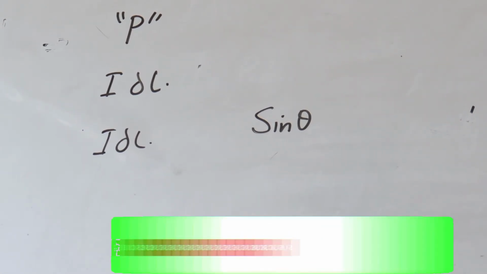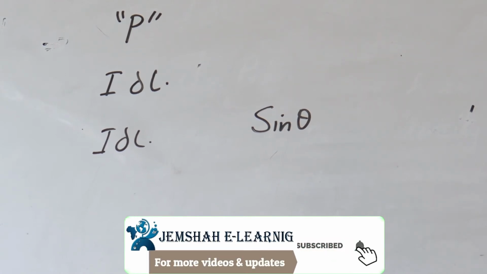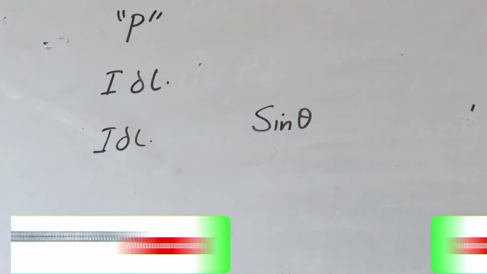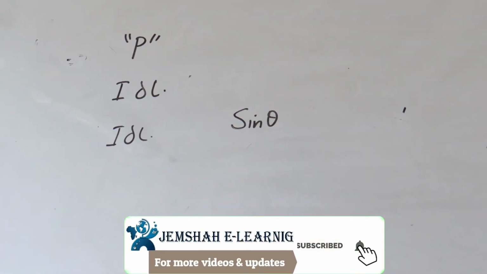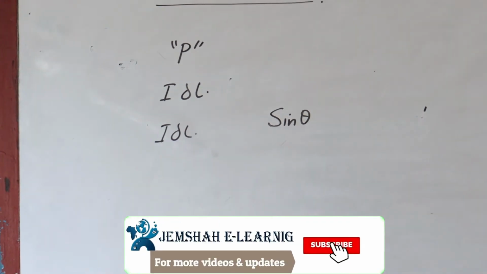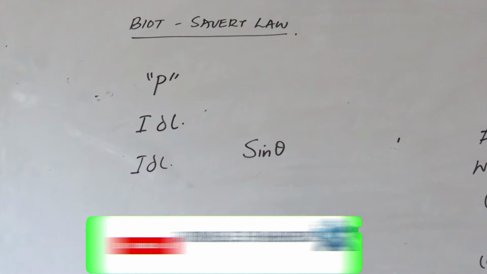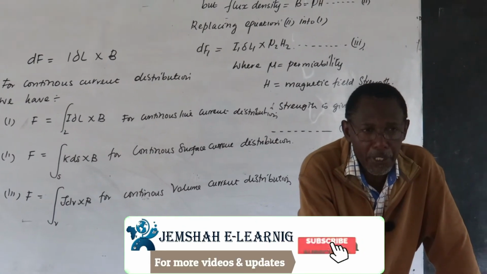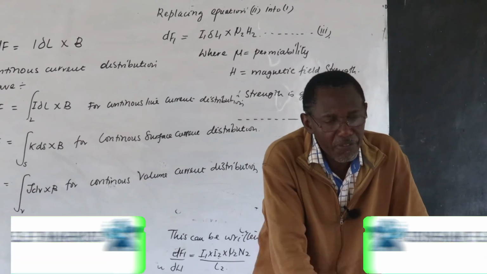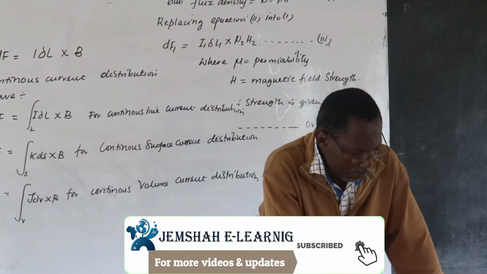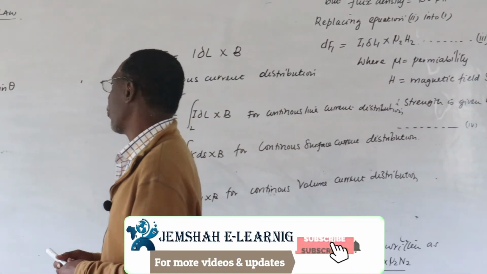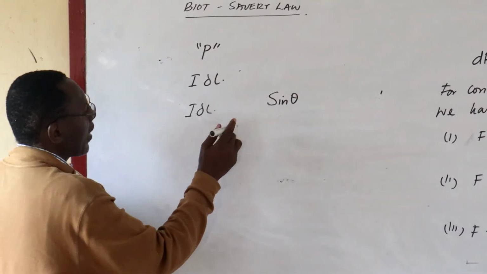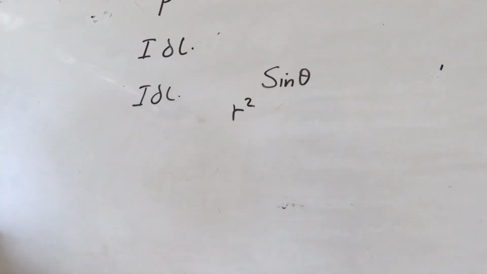between the current element and the line joining the element at P, and inversely proportional to the square of the distance. And the distance is given as always as r squared.